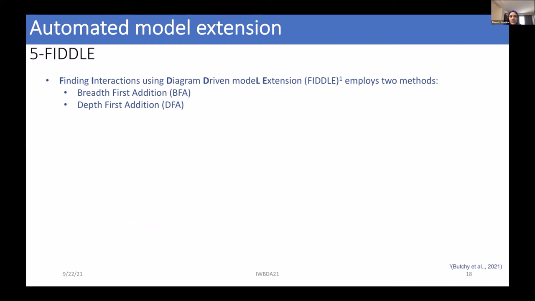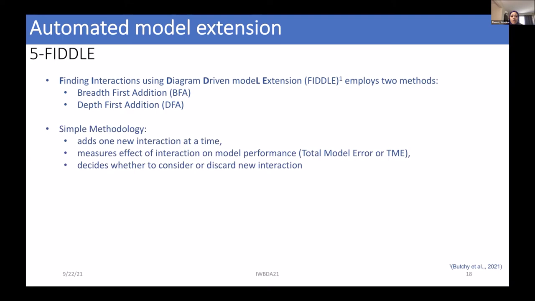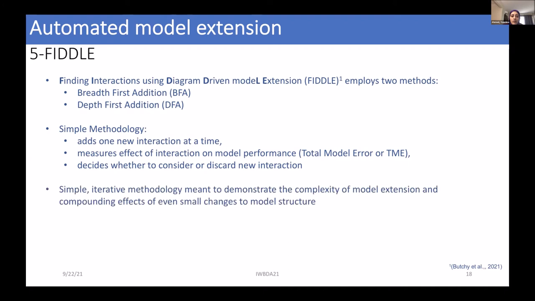So this is a sample method that adds one interaction at a time, then iteratively adds the new interactions, and then sees whether the added interaction satisfies the system properties or not. The good thing about this tool is that it makes small changes to the model, monitors the small change, and then sees whether this small change will improve the behavior of the baseline model or not.